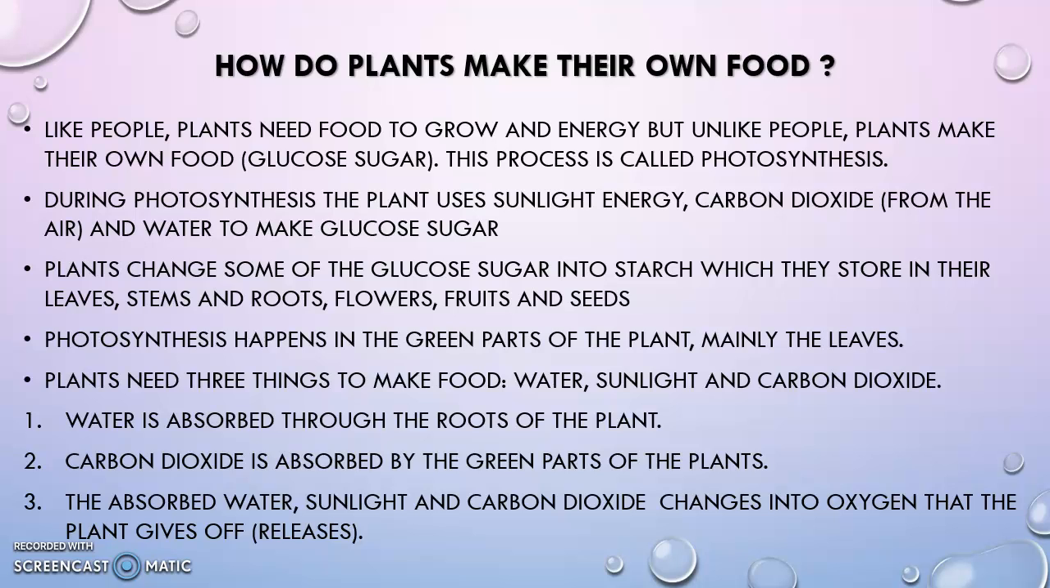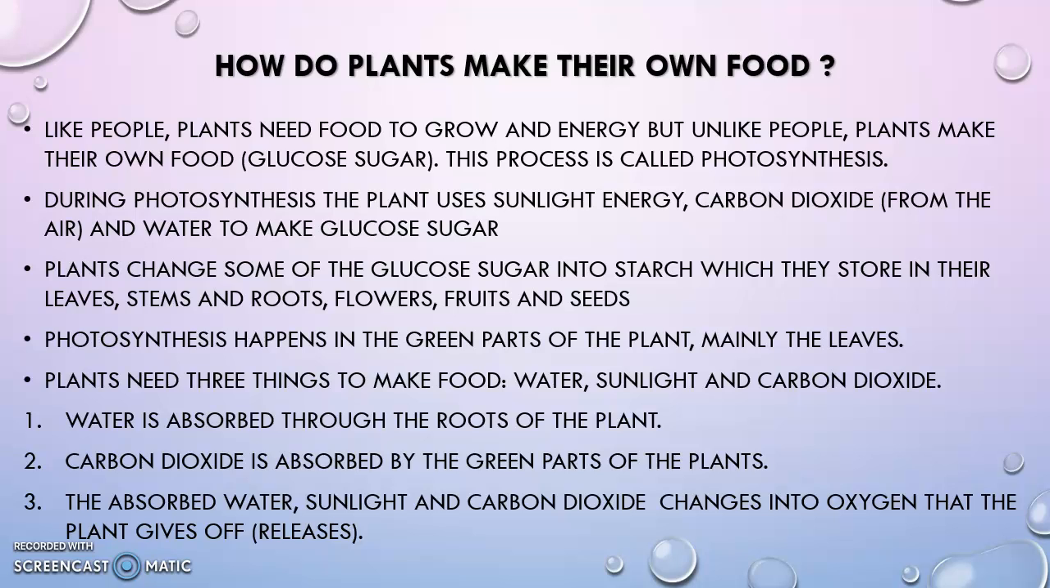Plants change some of the glucose sugar into starch, which they then store in their leaves, stems, roots, flowers, fruits, and seeds. Photosynthesis happens in the green parts of the plant, mainly in leaves. Plants need three things to make food. They need water, sunlight, and carbon dioxide.